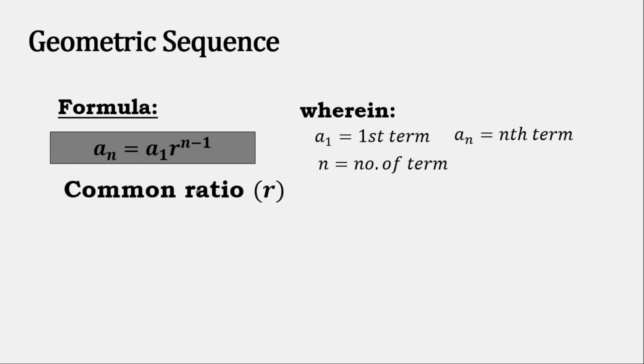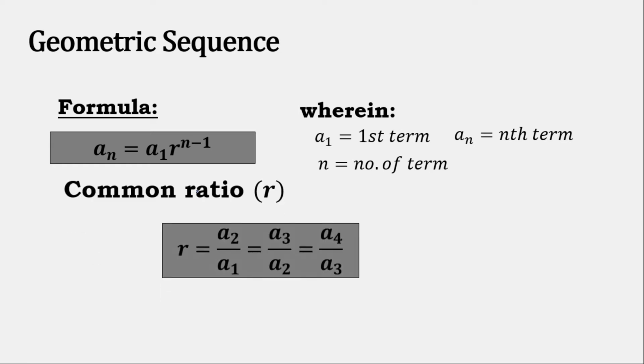r is the common ratio, and we can get r by this formula: a sub 2 divided by a sub 1, or a sub 3 divided by a sub 2, and a sub 4 divided by a sub 3. These should all be equal to each other.